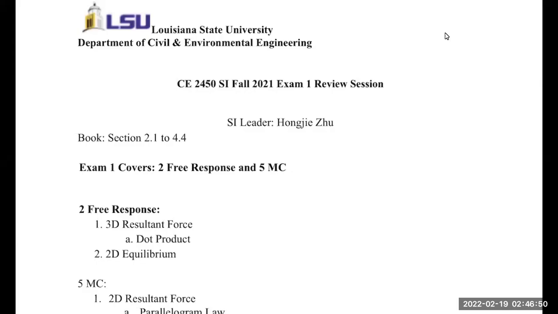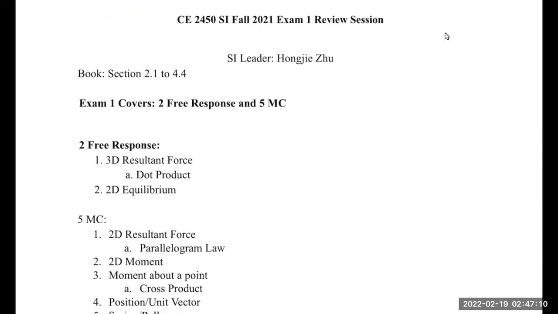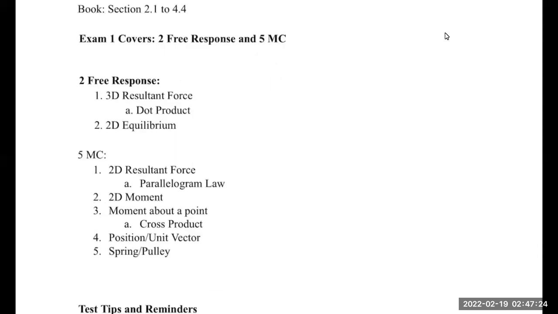Hey guys, so this is our C2450 exam one review session. Exam one will cover book sections 2.1 to 4.4, and it will include two free response problems and five multiple choice problems. According to his email, the two free response problems include a 3D resultant force, which includes the dot product, and a 2D equilibrium problem.